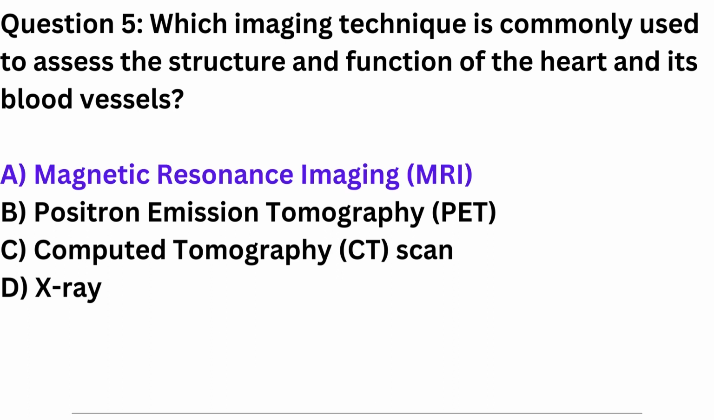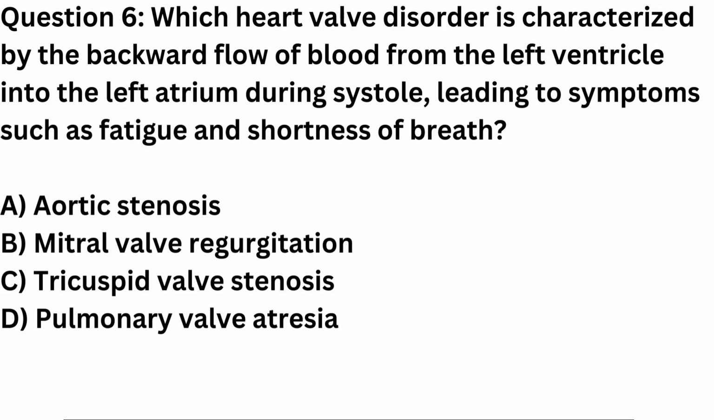Correct answer, A. Magnetic resonance imaging, MRI. Question 6. Which heart valve disorder is characterized by the backward flow of blood from the left ventricle into the left atrium during systole, leading to symptoms such as fatigue and shortness of breath? A. Aortic stenosis. B. Mitral valve regurgitation. C. Tricuspid valve stenosis. D. Pulmonary valve atresia.